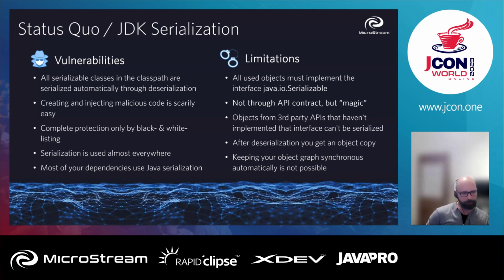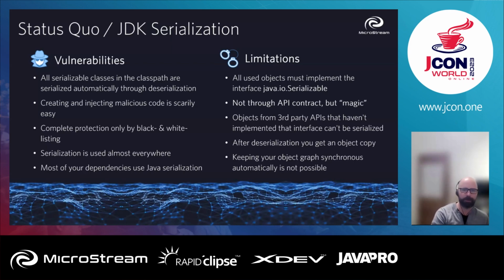You can only protect yourself by black and white listing if you know what objects are coming in. And the limitations, of course, are that you have to implement the java.io.Serializable interface. So if you want to serialize different classes or objects from frameworks which are not serializable, you're not able to do so, because if you can't control the code, you cannot make your object serializable afterwards.